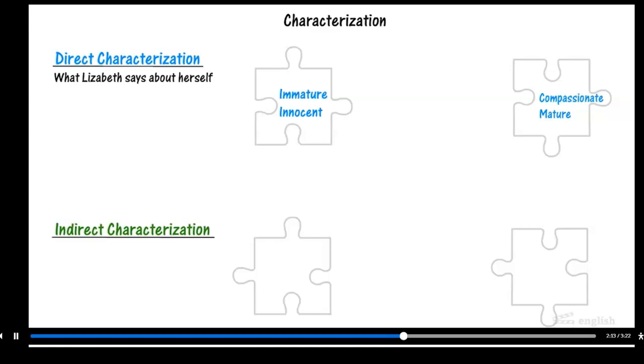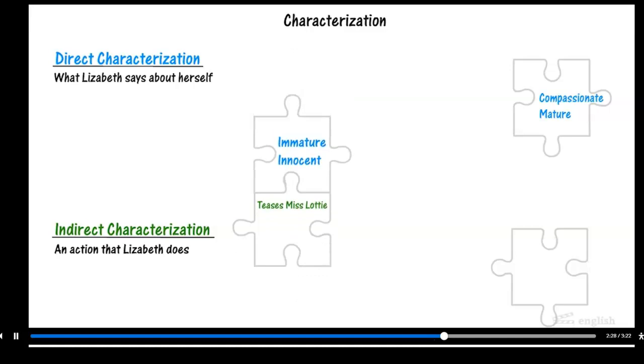An indirect characterization would be something that Elizabeth does in the story. At the beginning of the story, Elizabeth throws stones at Miss Lottie's flowers, taunting and teasing the woman who boils with rage. Elizabeth thinks what she is doing is fun. That goes along with immature and innocent.